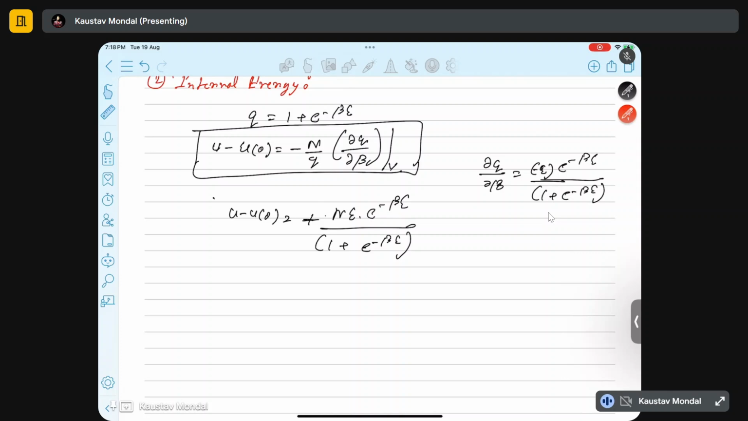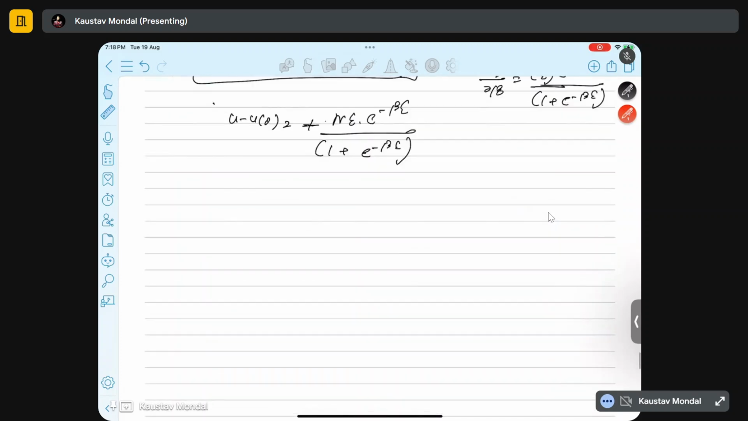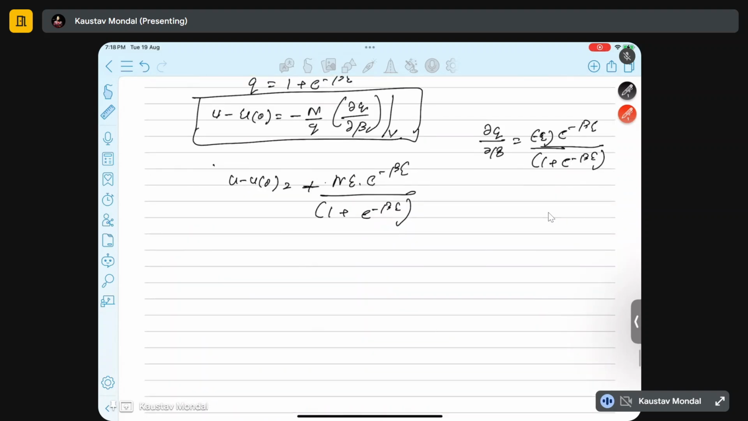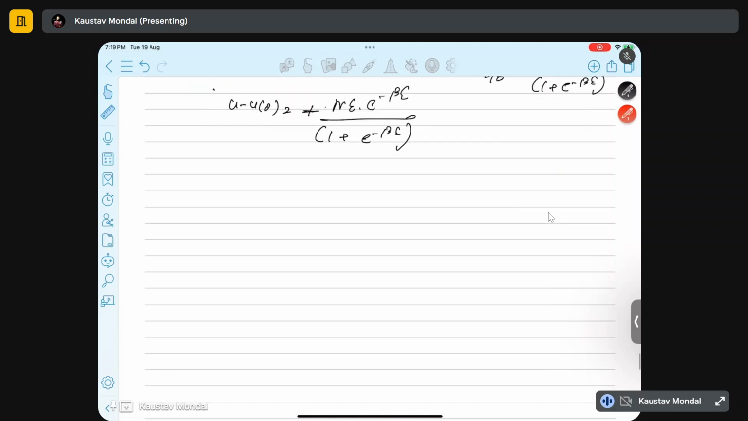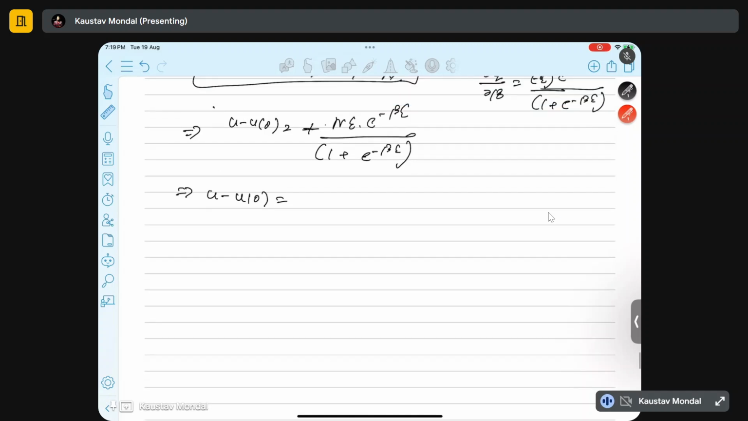So this would be the expression of the internal energy of the system. Okay. So now, just before doing anything, let me simplify the whole thing. U minus U0 would be, if I multiply e to the power beta epsilon on both numerator and denominator, you will get n epsilon by e to the power beta epsilon plus 1.